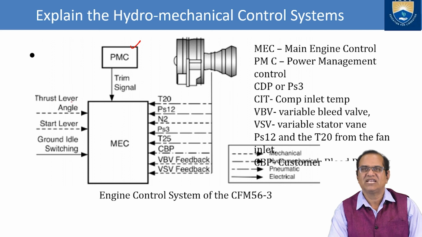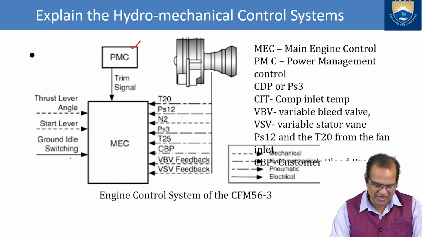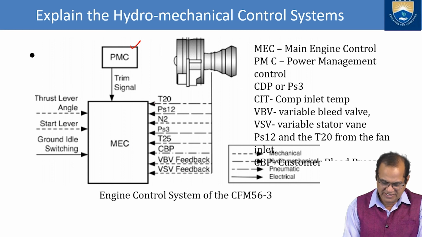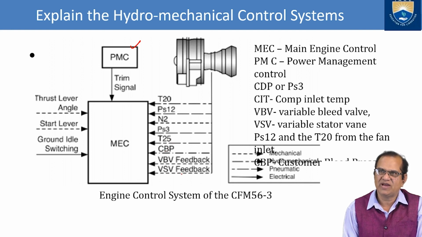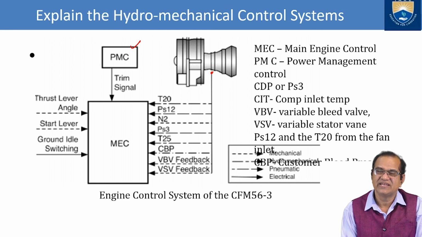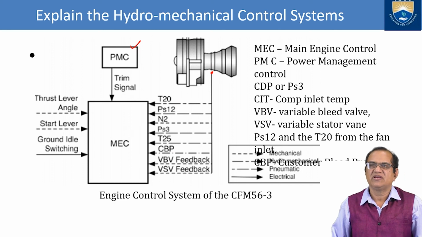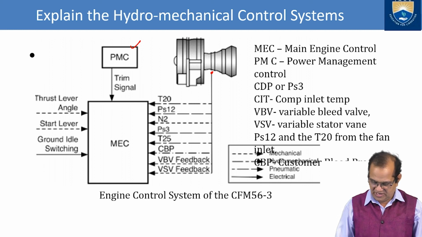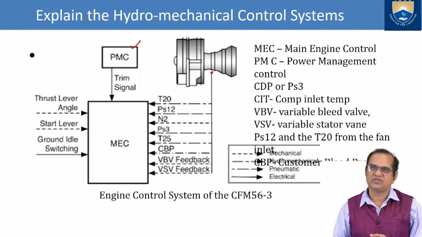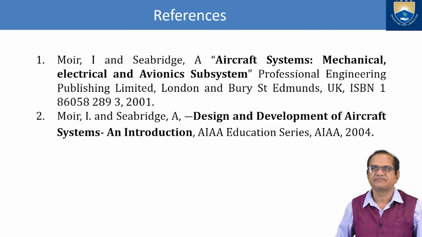Here we have the thrust lever angle, start lever angle, ground idling switch, it goes to MEC. This MEC will take T20, PS12, N2, PS3, T25, CBT, VBV feedback and VSV feedback. VBV is variable bleed valve and the VSV is variable stator vane. So all these inputs are given from here, and inside is the engine, and this is the block diagram of the CFM56-3 engine. It is a turbofan engine and very much used in different types of aircraft.